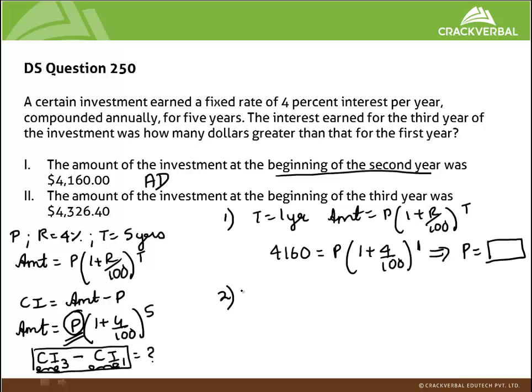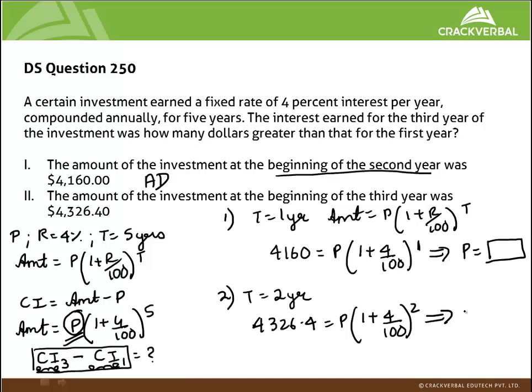Now evaluating the second statement individually: the amount of the investment at the beginning of the third year was 4326.40. Beginning of the third year means the time here is 2 years. So the amount, that is 4326.40, is equal to P into (1 plus 4 by 100) whole to the power of 2.